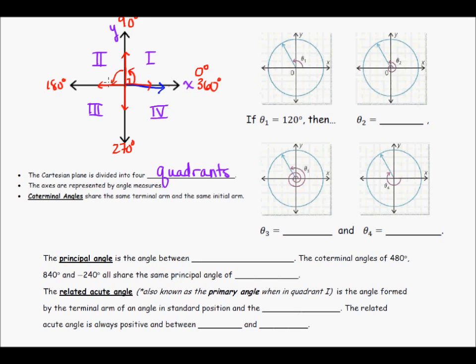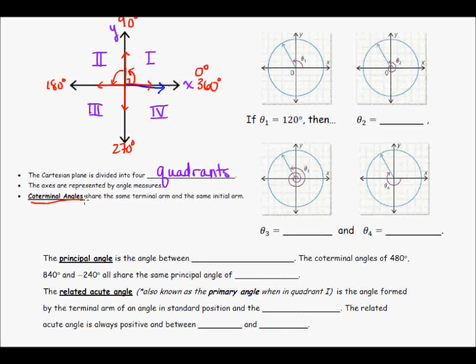Keep rotating another 90 degrees, and I can keep doing that. I can actually have the terminal arm in the same location, but have different angle measurements that represent that terminal arm, depending on how many times I've rotated fully around in 360 degrees first before moving to that terminal arm. This is what's called coterminal angles.